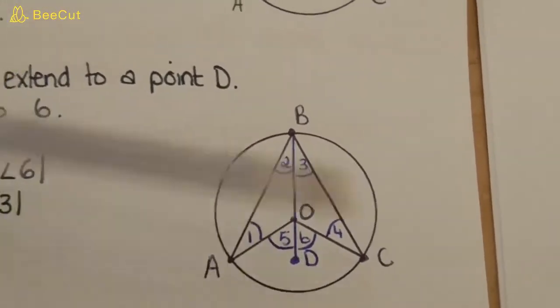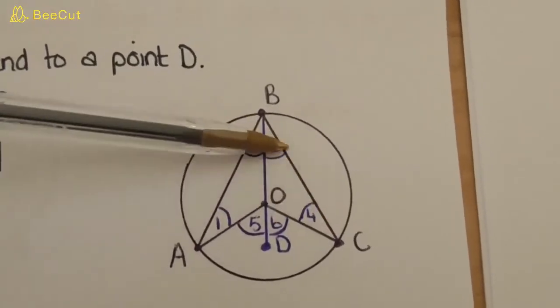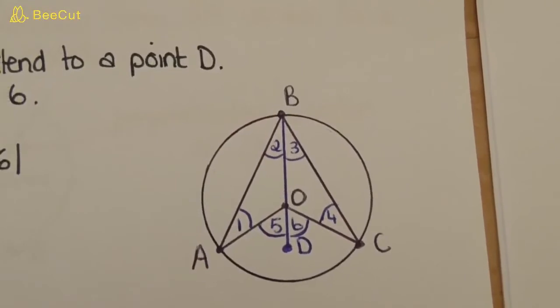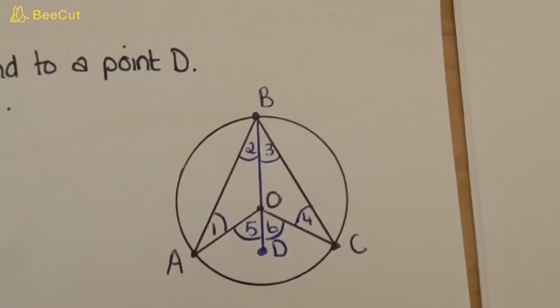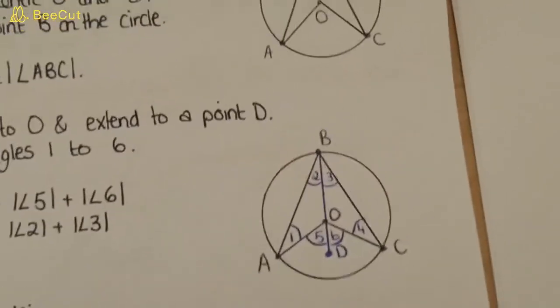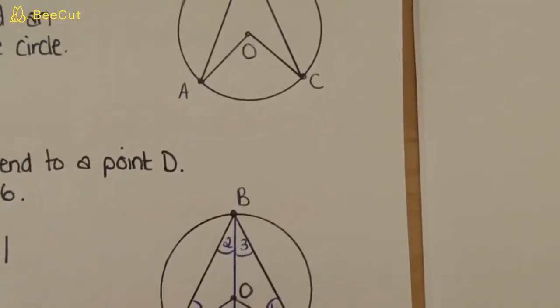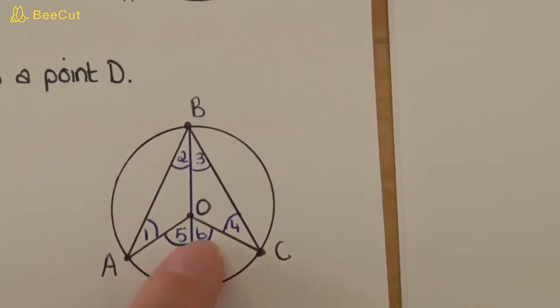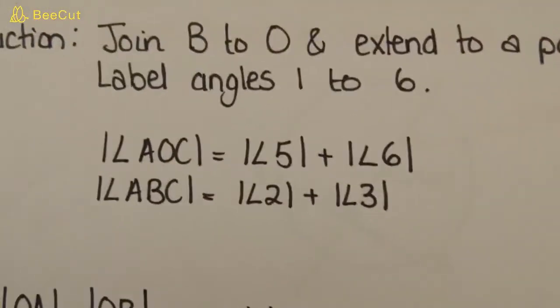Now, it doesn't matter what order you label them in. You might have called that one 1, 2, 3, 4, 5 and 6 or whatever, just as long as in your proof it's consistent with your diagram. So this angle AOC, I have now broken it up into angle 5 and angle 6 together. So that's all that's stating there.